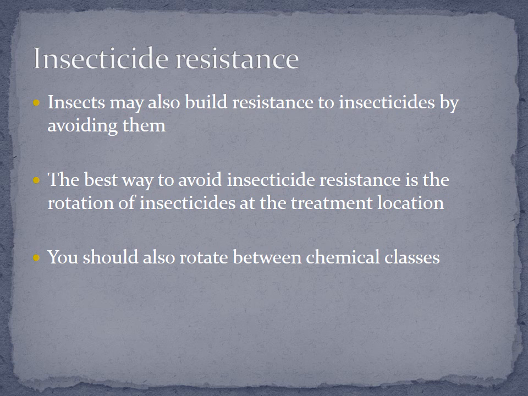We talked a little bit earlier about bifenthrin. It's a repellent type of product. Well, as you can imagine, in any treatment location, insects may detect that insecticide and may actually resist it by completely avoiding the product. The best way to avoid insecticide resistance is going to be rotation of insecticides at the treatment location. You obviously don't want to use the same classes of chemicals over and over again.